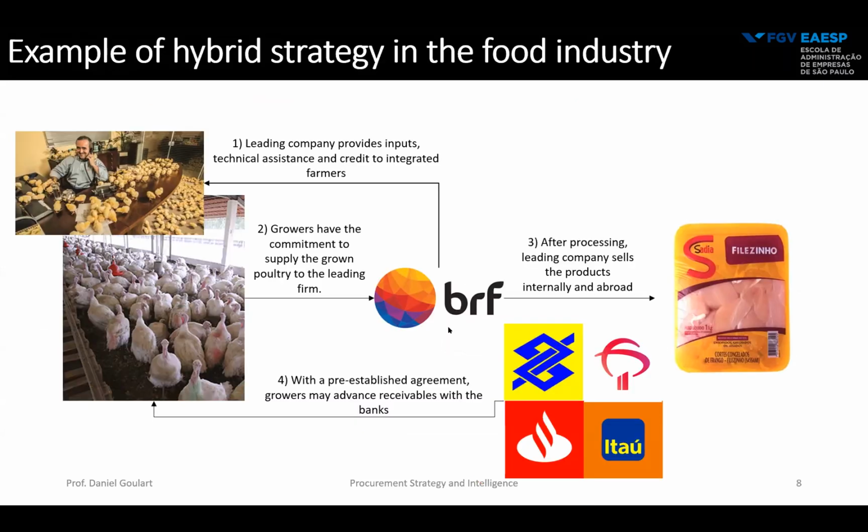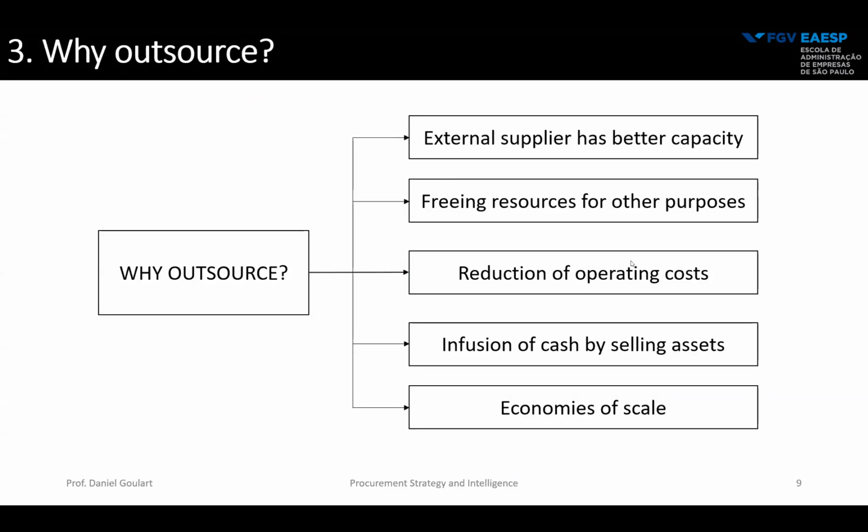Well, so here we saw some examples of buying, making, or hybrid relation. Okay, some examples. We have several other examples. Here I mentioned just three for you guys to illustrate what we're talking about. And the question is, why outsource? Walking to the end of this class, we have several reasons why a firm decides to outsource.